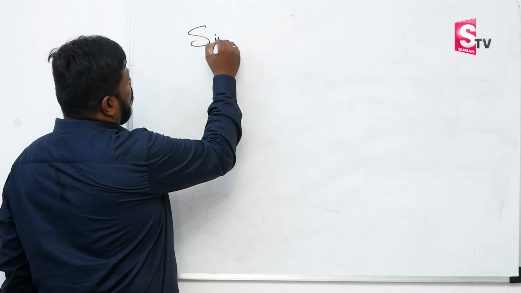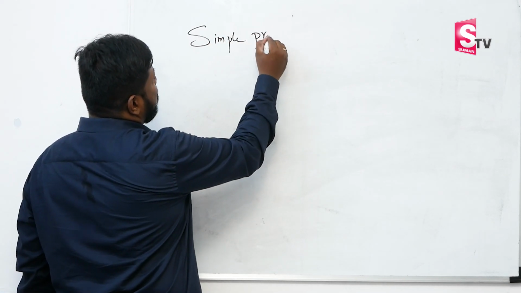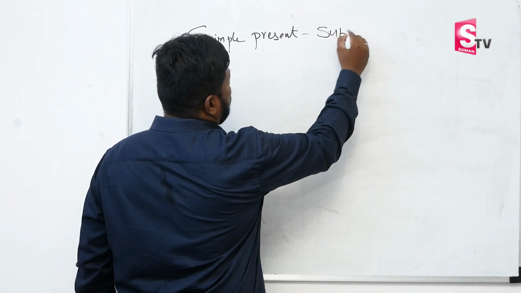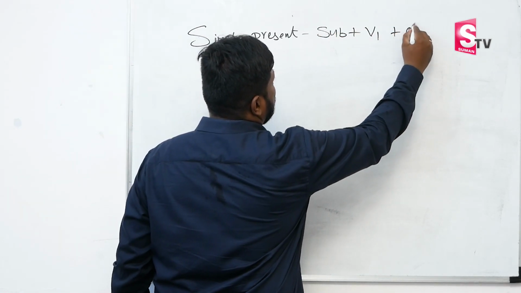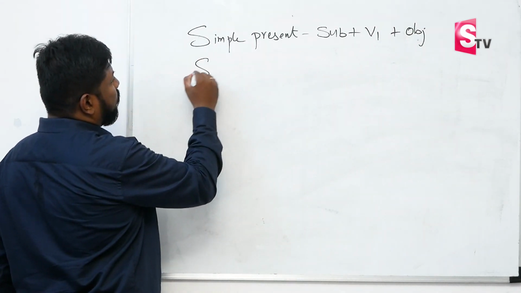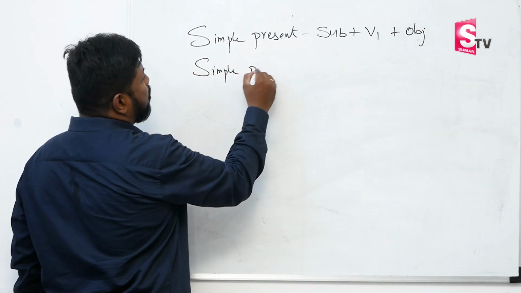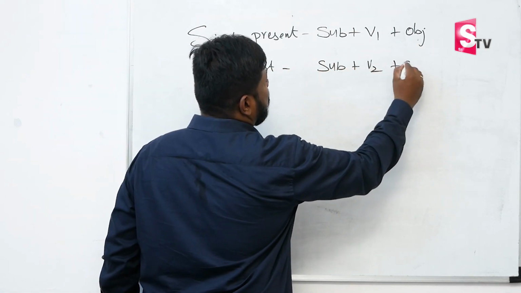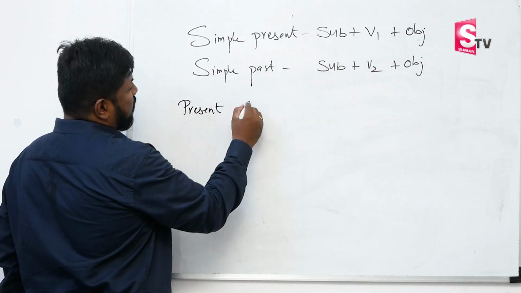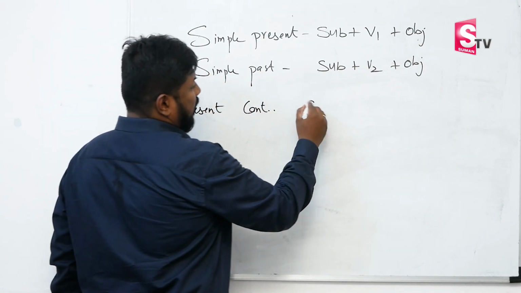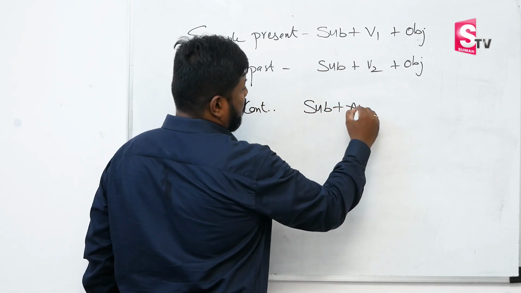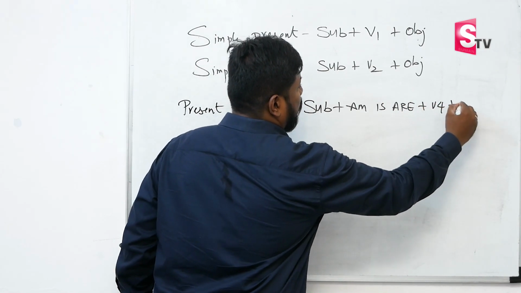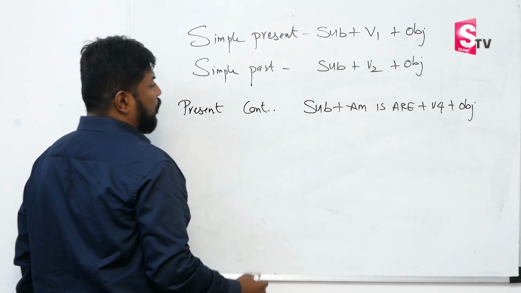So, simple present sentence structure is subject plus V1 plus object. Simple past is subject plus V2 plus object. Present continuous is subject plus am, is, are plus V4 plus object.